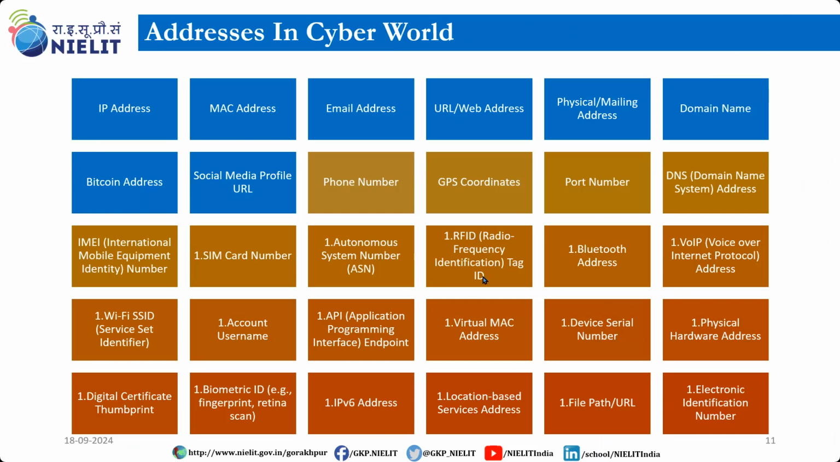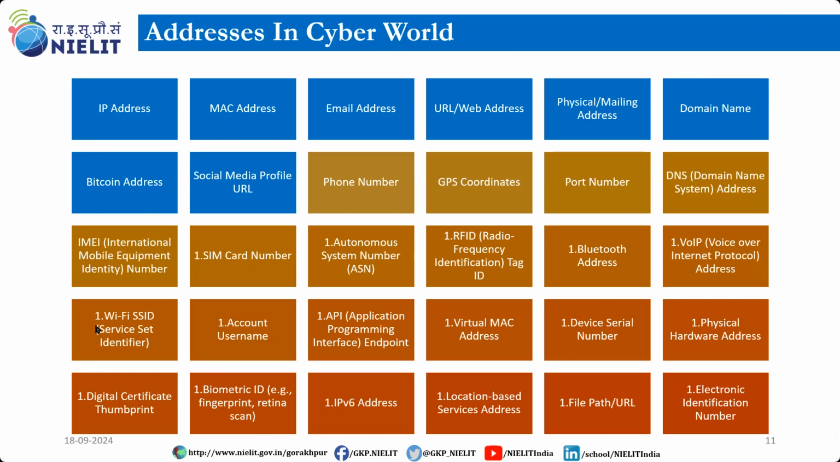RFID tag can be there. So RFID. Basically, this parameter is associated with the node. There can be different modules in a node, and each module can have some unique number or unique identification code or tag. Then Bluetooth address, then voice over IP. It depends on where the VoIP is hosted. Accordingly, there can be a VoIP IP address.